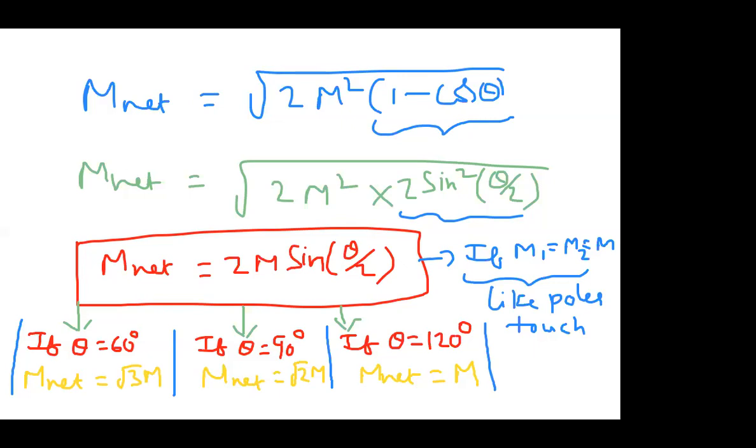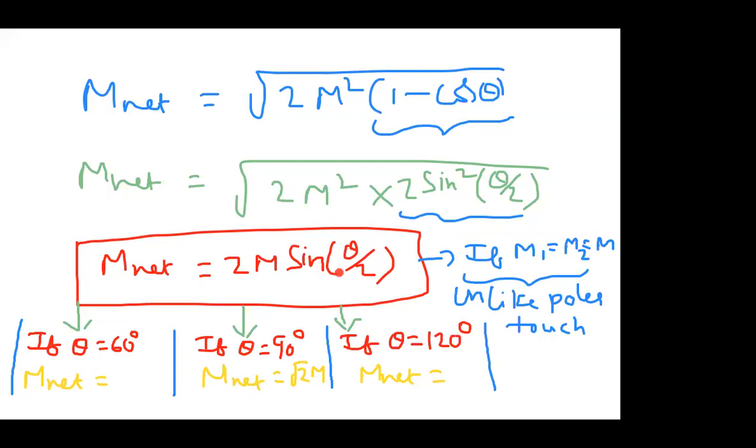Here, what poles are in contact? Unlike poles touch. Now here, what will happen? Again, you observe carefully the values here. Again, these values will change. Observe carefully what the changes are here.